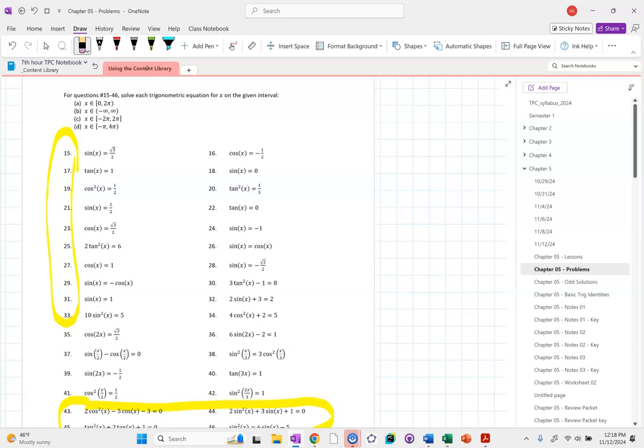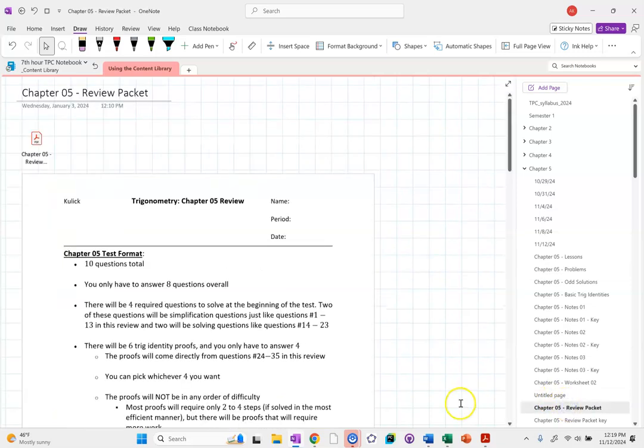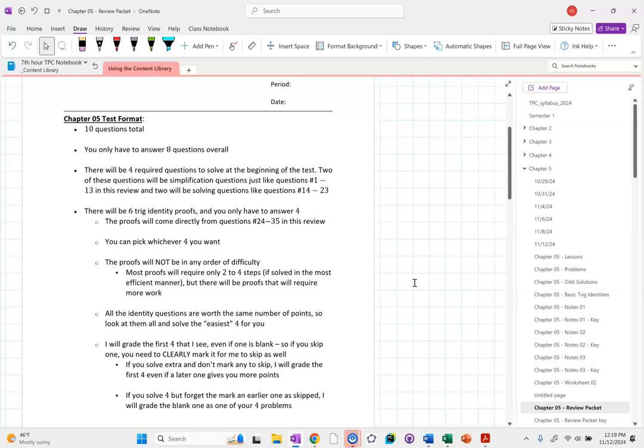Okay. Next class will be the review day. So we'll have the half sheet due next class. That said, I want to point out that if you look at the review, the test format is actually on the review guide here. And I did that because the format here is a little bit different than the typical test. So there's going to be 10 total questions. You only have to finish 8 of them. There's going to be 4 questions that are required, the first 4 questions. 2 of them will be simplify, like you did in the homework quiz or the first homework sets. And the second 2 questions will be solving, just like we just got done doing.